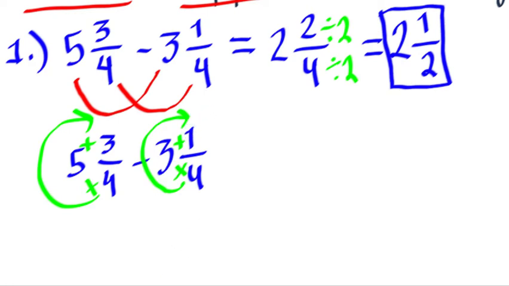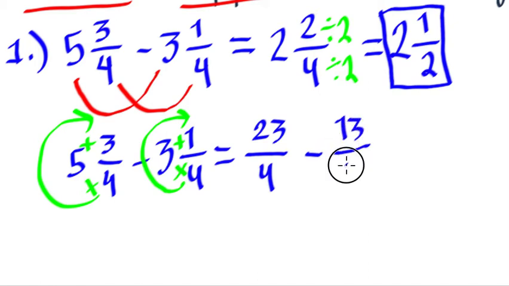If we're going to follow that method, this is equal to 5 times 4, which is 20, plus 3, that's going to give us 23. And then we're just going to copy the denominator 4. Minus 3 times 4 is 12, 12 plus 1 is going to give us 13, and that's still going to be over 4. And what we're going to do here is subtract, since they're similar now. They have the same denominator 4. So 23 minus 13 is going to give us 10.